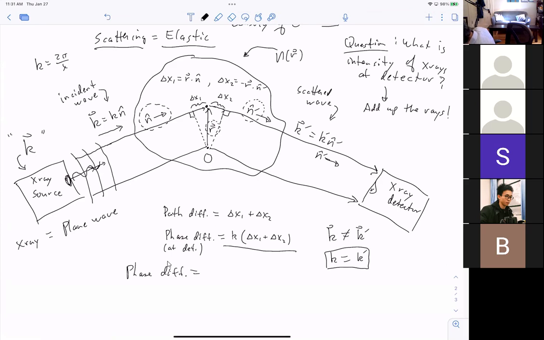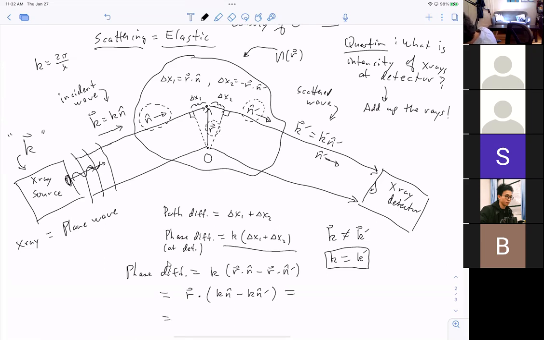And so that means that the phase difference of those two rays at the detector is equal to K times (r dot n hat minus r dot n hat prime). Do you see that? That's the phase difference of the two waves, those two rays. And so I can say that's equal to r dot (K n hat minus K n hat prime).